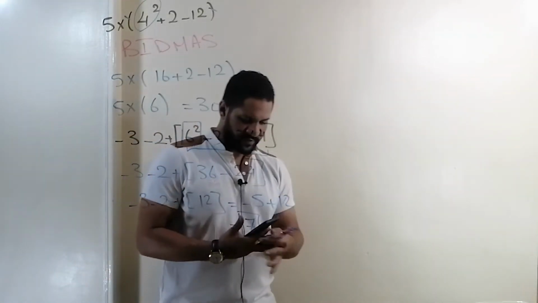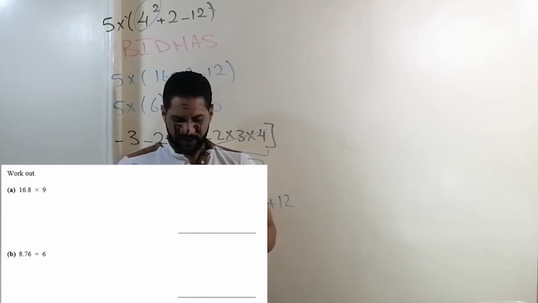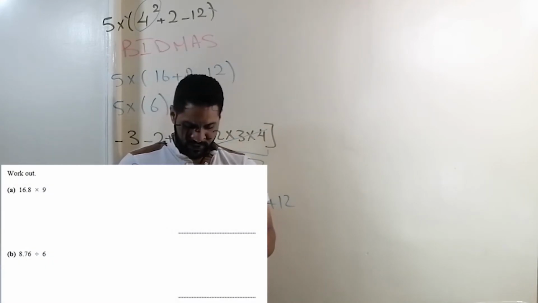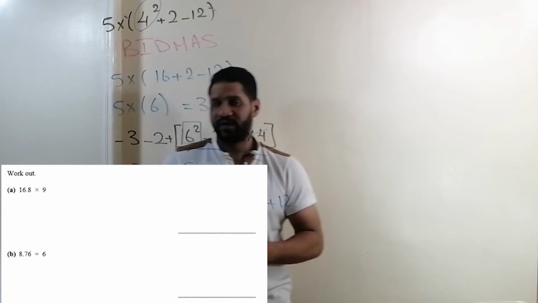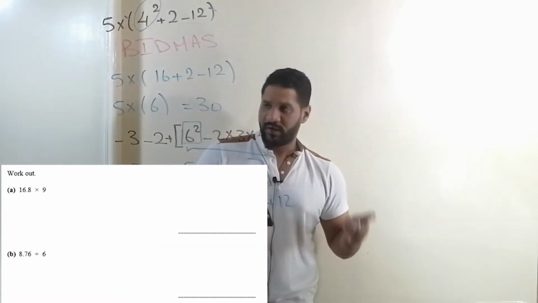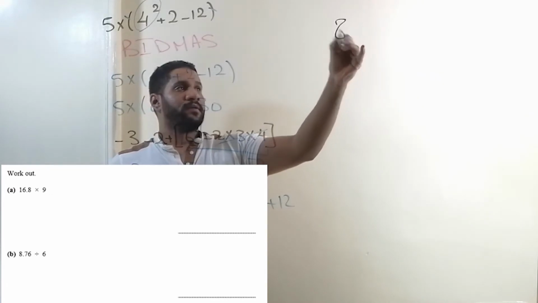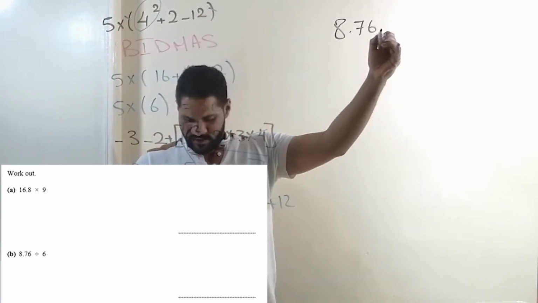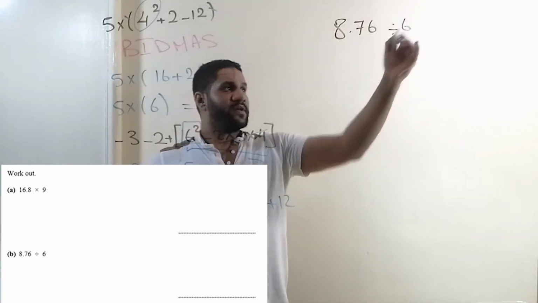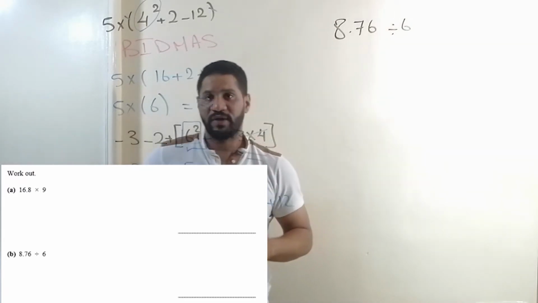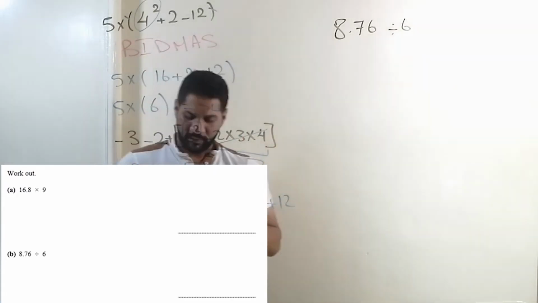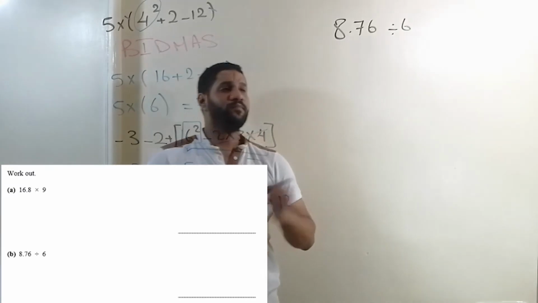Let's look at example 17. He wants me to find the multiplication of 16.8 times 9. It's a very easy one, you can solve it alone. Let's look at 17b. He wants me to find 8.76 divided by 6. Let's make the long division again. It's one of your main problems while solving.